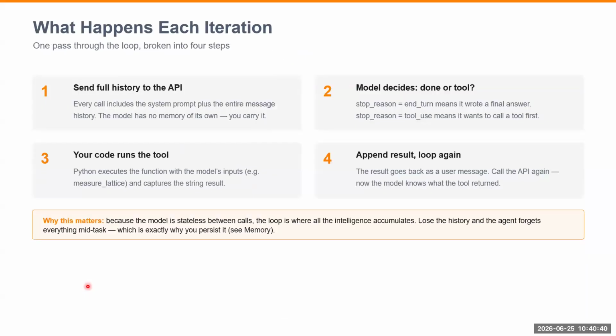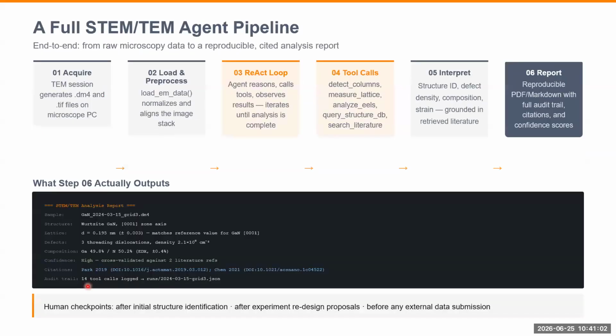Now to explain what happens after each iteration, we can send the full history to the API or the MCP server. We can tell the model to decide if it is done or to continue going, basically reasoning with itself. The code runs all the tools, we append the results, and we loop again. So this is basically the ReAct workflow.